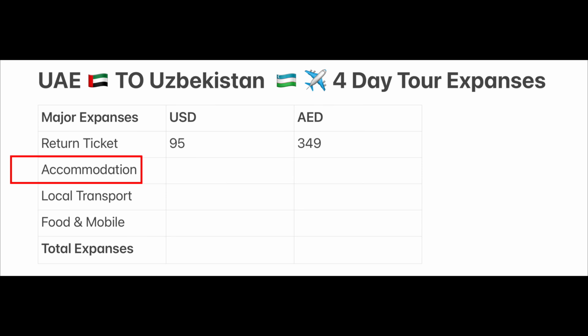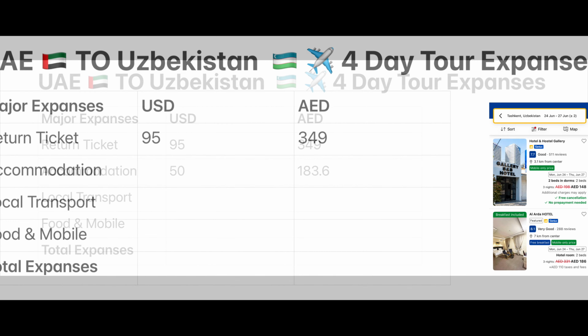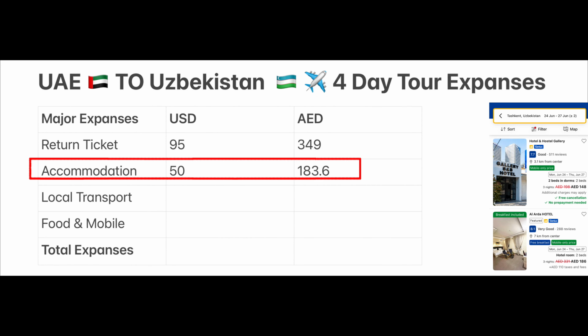Then we will look out for accommodation, and you can see on the screen that I have shortlisted only one or two hotels, but you can find many, because in this price range I have already searched and you can find more than 50 hotels. So you can see here within $50, around 180 dirham, you can have a 3-night stay there. So this is for the 4-day tour expense for the accommodation.